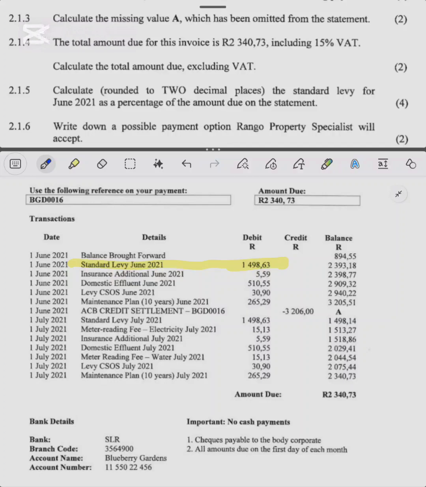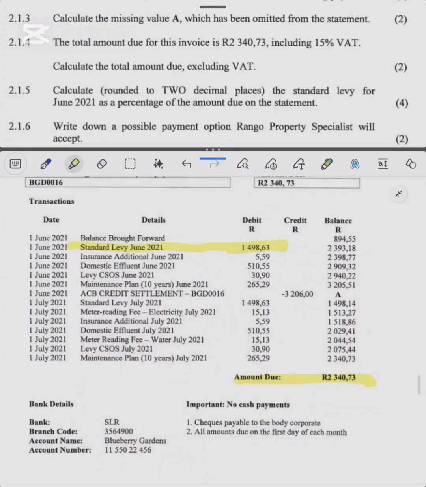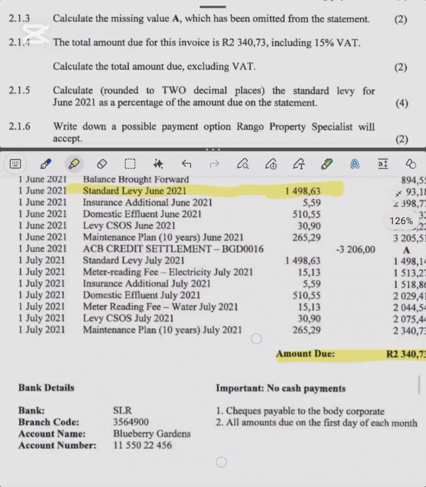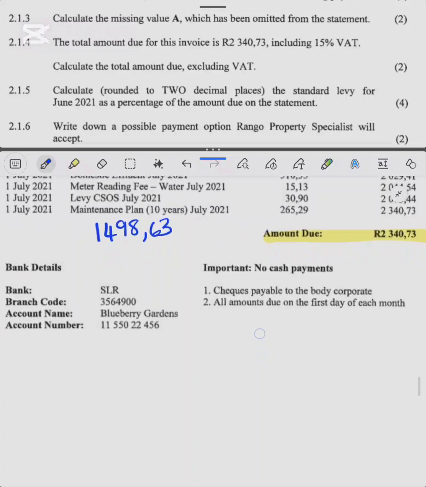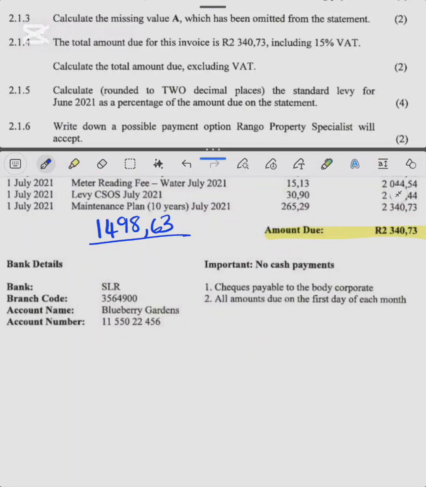And they want it as a fraction of the amount due in the statement. And the amount due in the statement is there in bold at the bottom, the 2,340. So to make that percentage, all that we're going to do is create a fraction. The part we're concerned about is the 1498,63, as a fraction out of our total, which was 2,340,73. And because we want it as a percentage, we're going to times by 100 to turn that into the percentage.